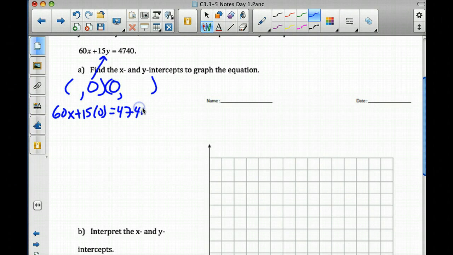Seraldi, in your head, 15 times 0. 0. Genius. What do I do to both sides to solve it for x now, John? Grab your calculator.